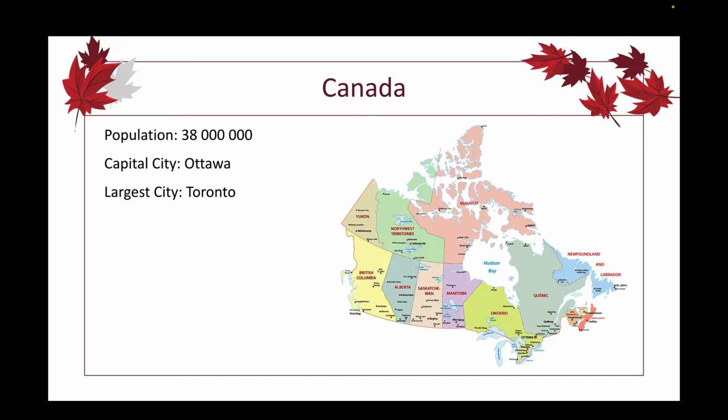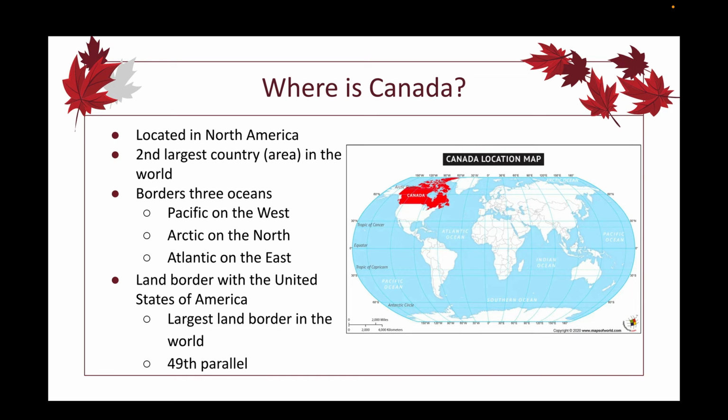So let's take a look at Canada overall. Canada overall, we have a population of about 38 million people. Our capital city is the beautiful city of Ottawa, Ontario, and our largest city is going to be Toronto, which is also in Ontario. So where exactly is Canada when you compare it to the rest of the world?